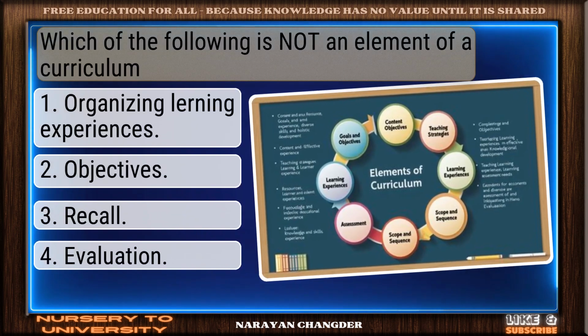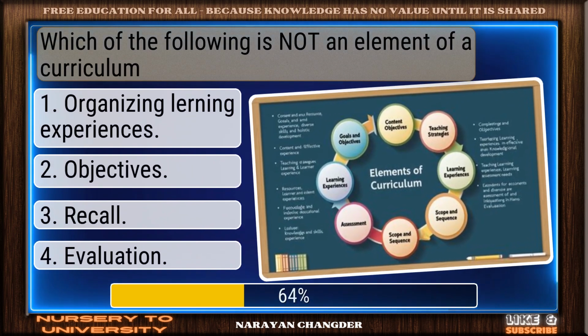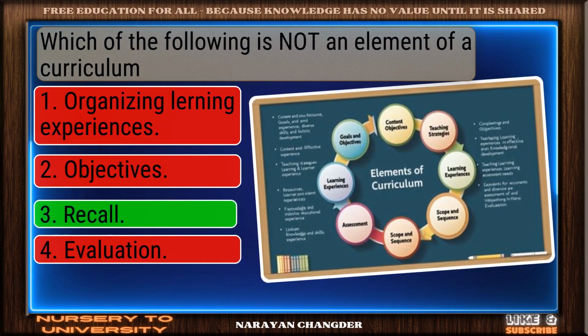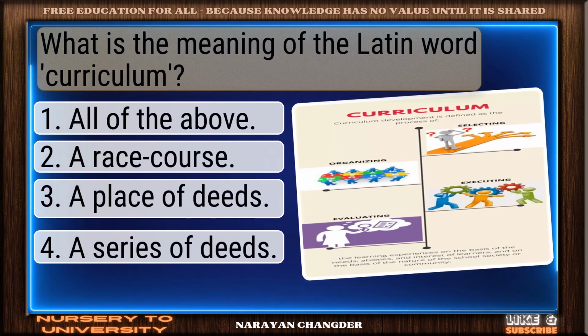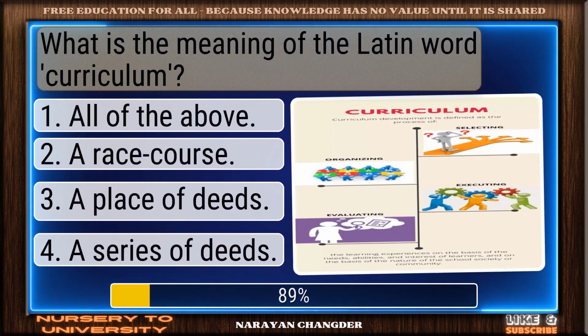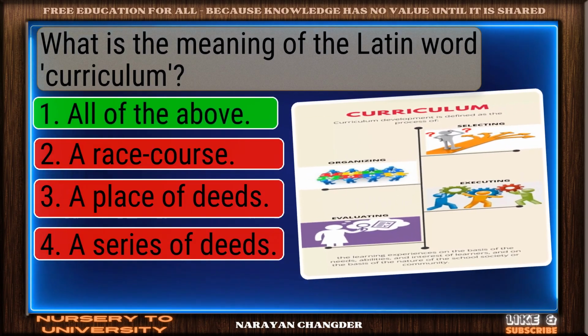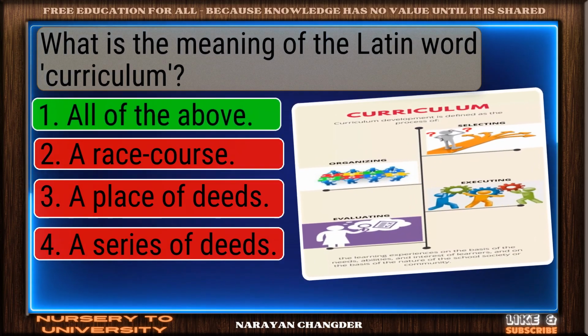Which of the following is not an element of a curriculum? Perfect. Recall is the correct choice. What is the meaning of the Latin word curriculum? Smart move. All of the above is an accurate answer.